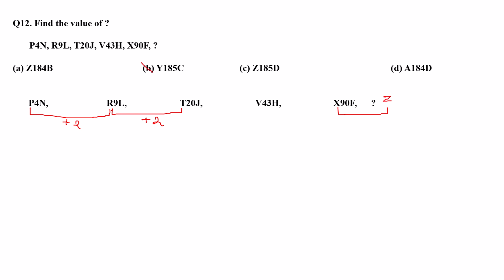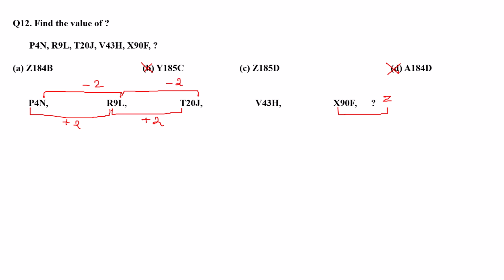So from here I can say B and D will not be the correct options. Now moving to this N and L. If you go 2 steps backward, before N is M and before M is L. So here you have to go 2 steps backward. Now here also from L, if you go 2 steps backward, you will reach J.